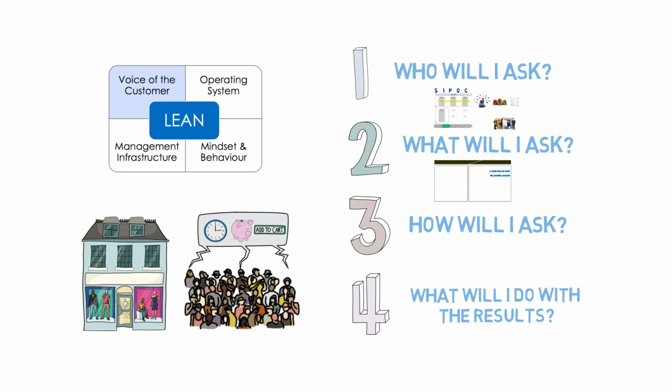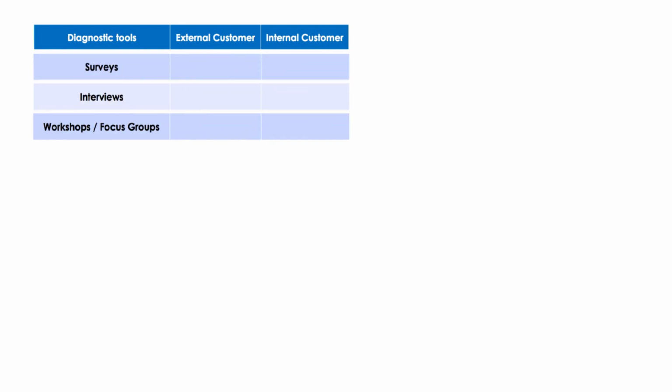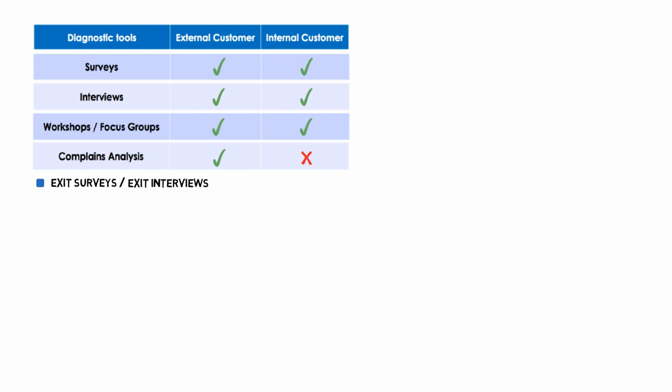How will I ask? Customer feedback can be obtained by using various tools, such as surveys, interviews, workshops and focus groups, or complaints analysis. The last tool is to be used only for external customers, while the other 3 are applicable for both. Exit surveys or exit interviews are to be used when an external customer decides to renounce a product or close the relationship with your organization in order to find the reasons behind and offer a new deal or prevent other customers from doing the same.